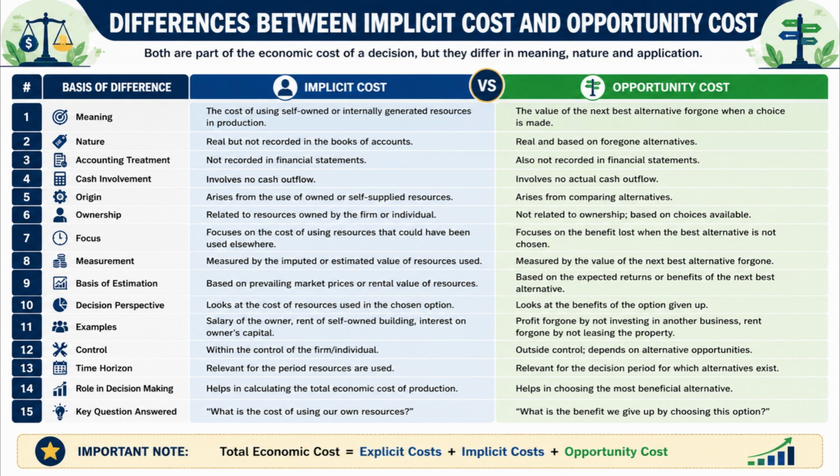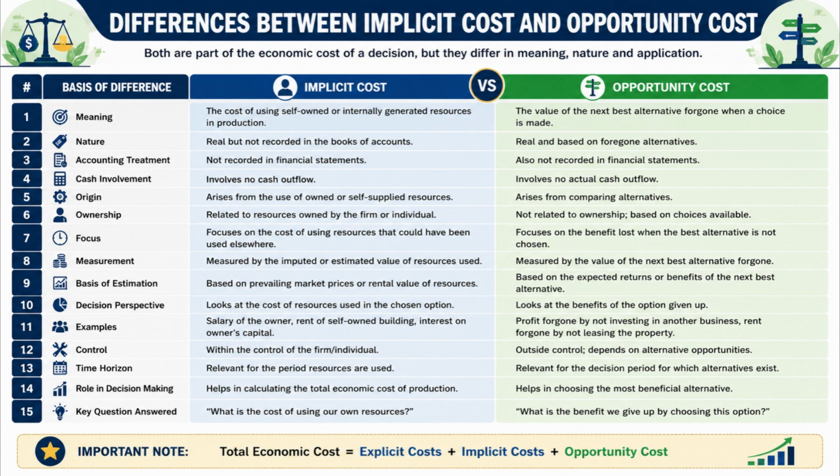Number 1. Implicit cost refers to the cost of using self-owned or internally generated resources in production, whereas opportunity cost refers to the value of the next best alternative that is sacrificed when a decision is made. Number 2. Implicit cost represents the value of resources used by the business itself, whereas opportunity cost represents the value of benefits foregone from an alternative option.